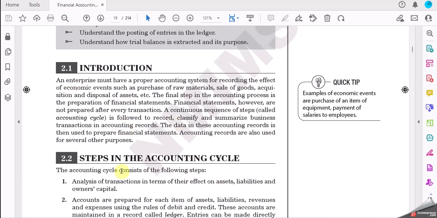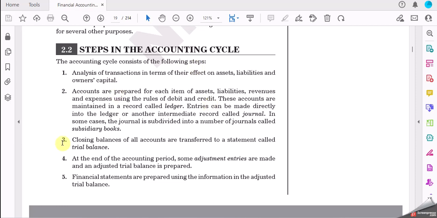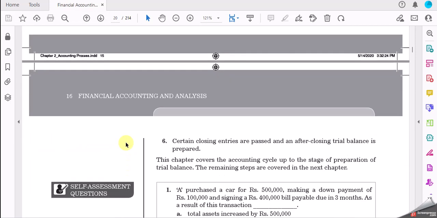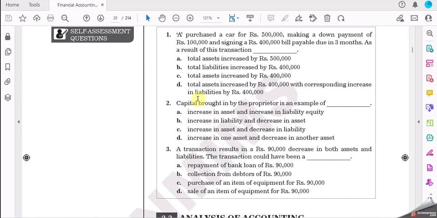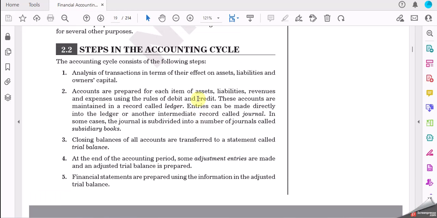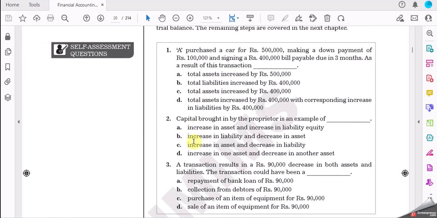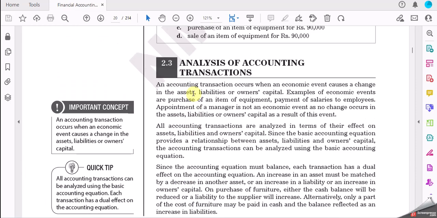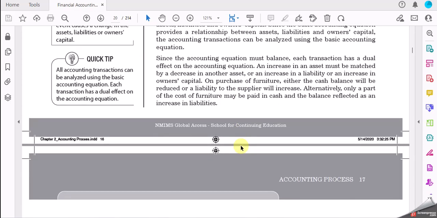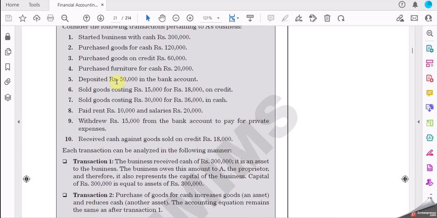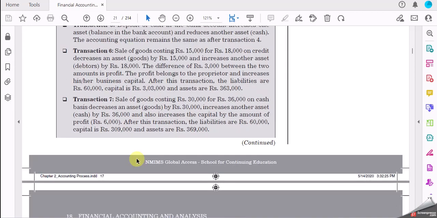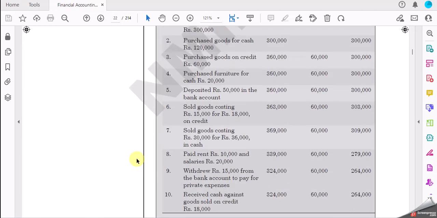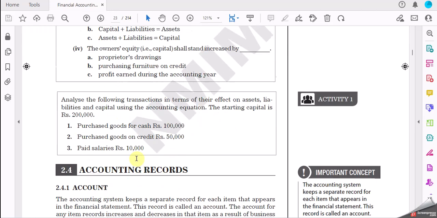Here comes the introduction part of it. Steps in accounting cycle. You have all the details here. Write it in your own words as an introduction. Then you have a little information here about accounting transactions. You can see, for your reference, you have some transactions given here, but that is only for reference for you, to see how it has been transferred.